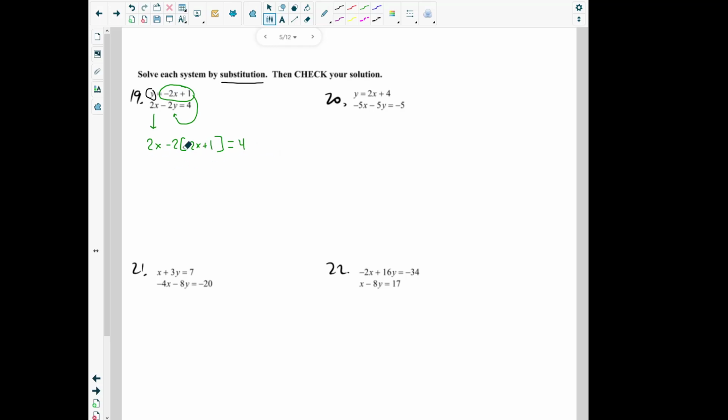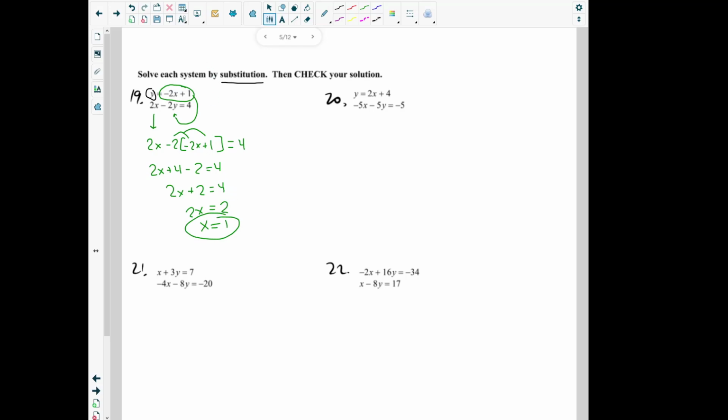Okay, and then I only have x's, so I can solve for x. So it's 2x. I have to do multiplication here. So it's minus 2 times minus 2, distributive property here, is positive 4. And then negative 2 times 1 is negative 2, equals 4. Okay, so that's 2x plus 2 equals 4. 2x, subtract 2 from both sides, equals 2. X equals 1. It's only half the answer, though.